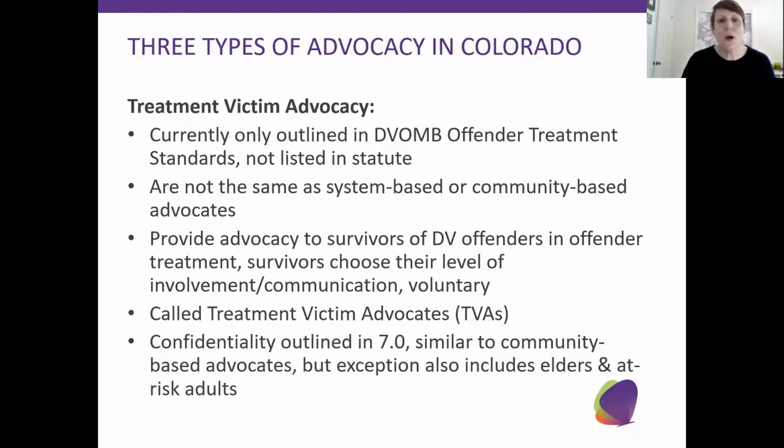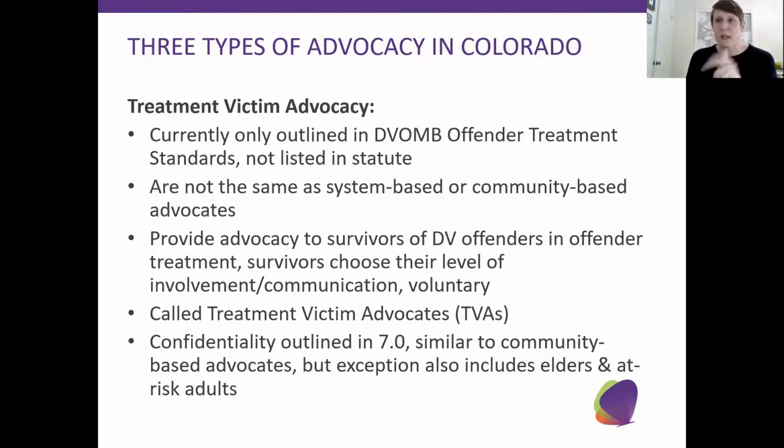So when we think about treatment victim advocates, they're providing advocacy specifically to survivors of DV offenders in offender treatment. In terms of access, survivors get to choose their level of involvement or their level of communication, so that piece is voluntary. Survivors are not required to have input about offender treatment. It's their right to do so, and they can, but they get to choose whether they want that information as an offender moves through treatment or not. And as we talked about, they're called treatment victim advocates. And in terms of confidentiality, the way that 7.0 was written and revised a handful of years ago, they have similarity in the way they're written to community-based advocates in terms of mandatory reporting.